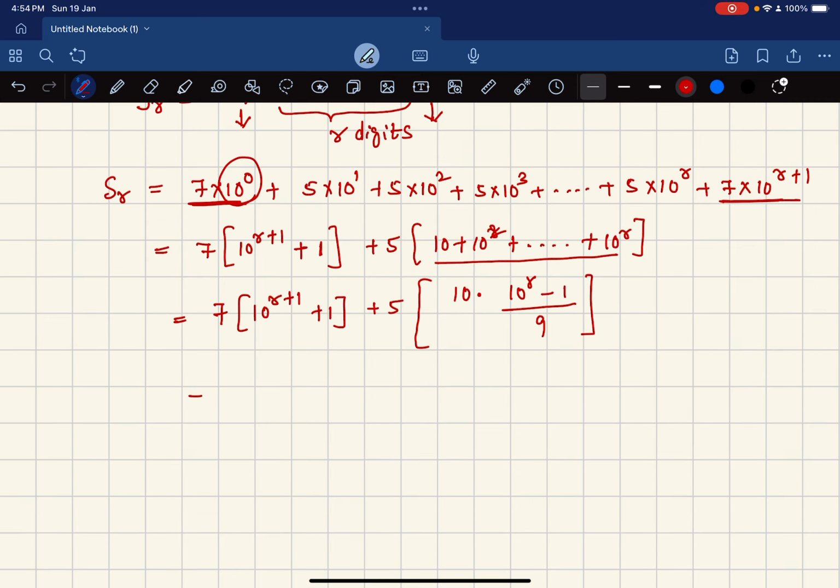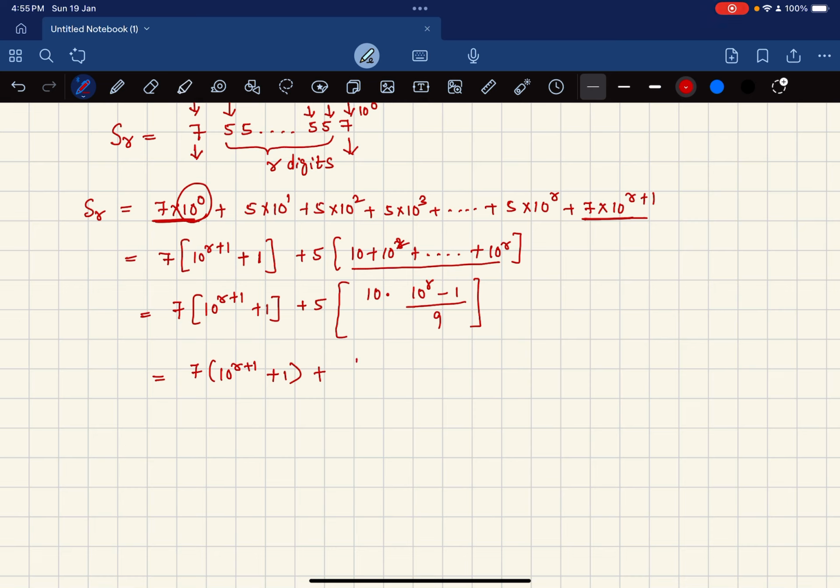Okay, so this will be 7 into 10 to the power r plus 1 plus 50 upon 9 into, or we can write 10 into 5 upon 9, all right, 5 upon 9 into 10 to the power r plus 1 minus 10.